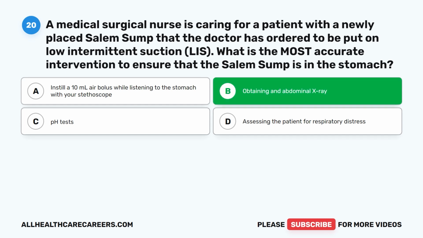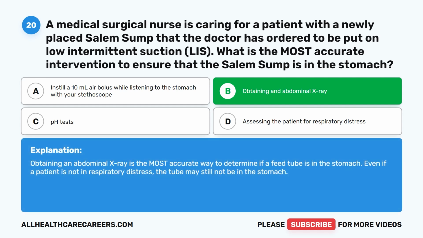The correct answer is B. Obtaining an abdominal X-ray. Obtaining an abdominal X-ray is the most accurate way to determine if a feed tube is in the stomach. Even if a patient is not in respiratory distress, the tube may still not be in the stomach.